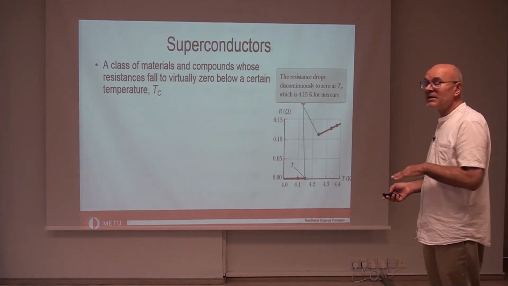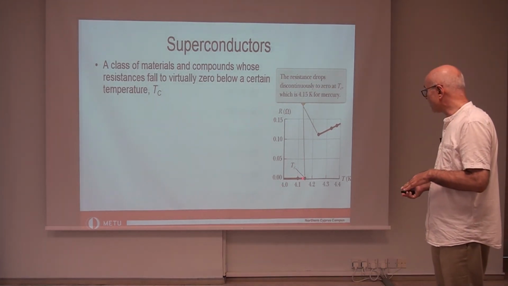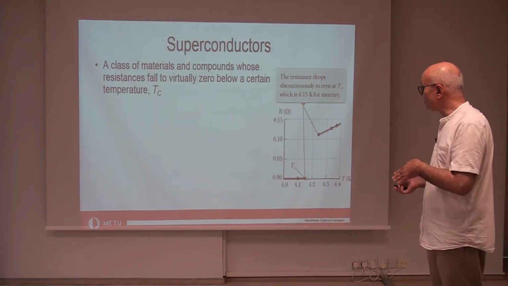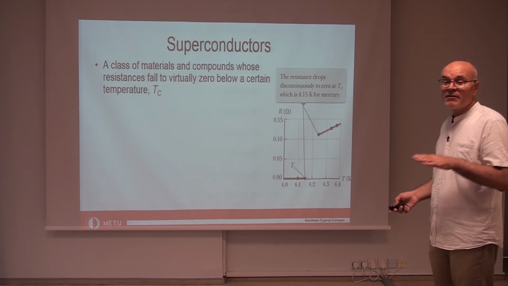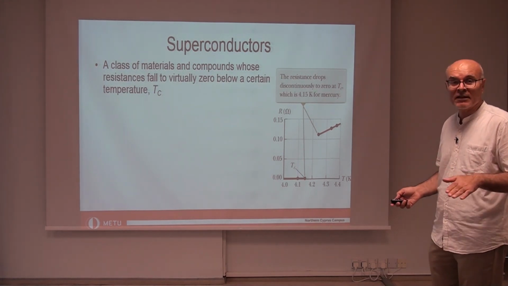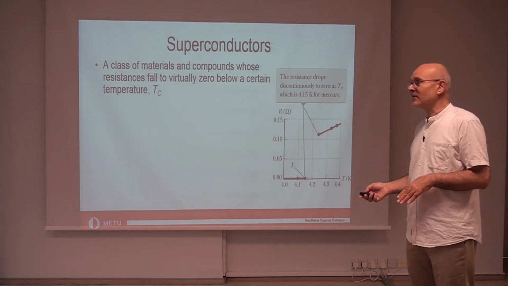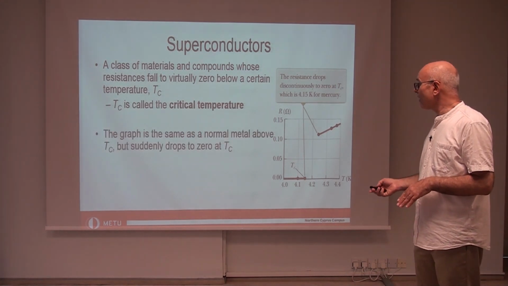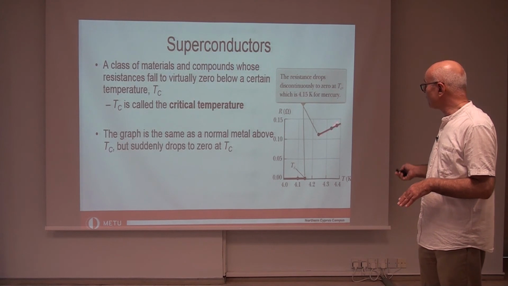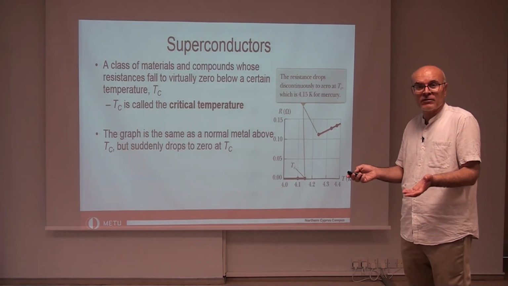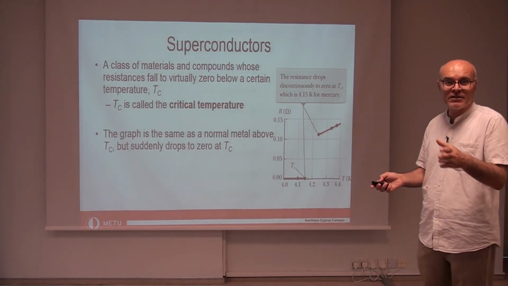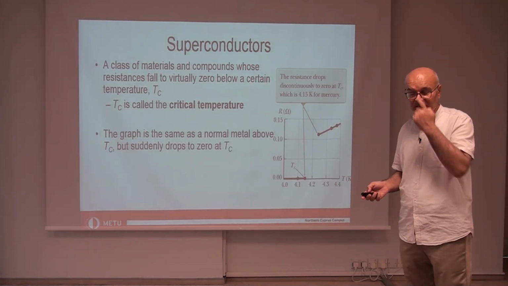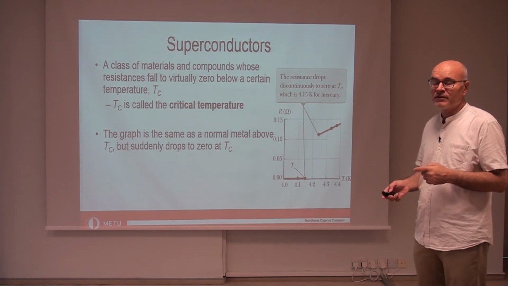Okay? Now, the temperature below which this happens is called the critical temperature, and the material in this regime becomes a superconductor. So it's a material which has zero resistance. Above that critical temperature, the material behaves like a normal conductor. When you cool it down until you reach that temperature, and it drops below that, it becomes a superconductor. So this is called the critical temperature.